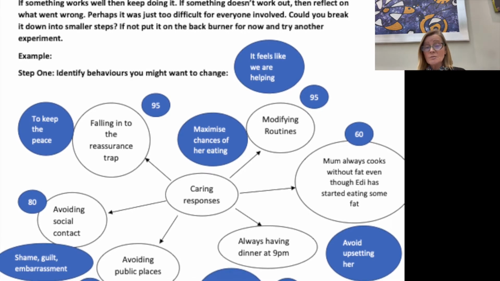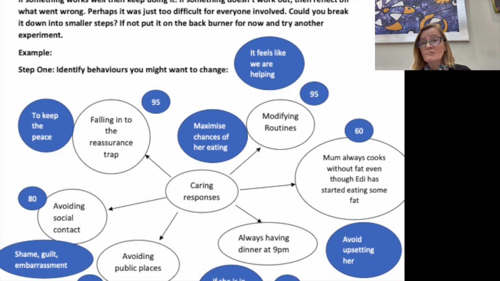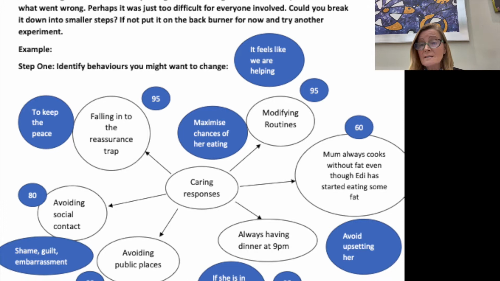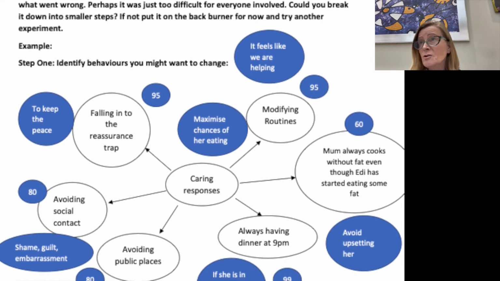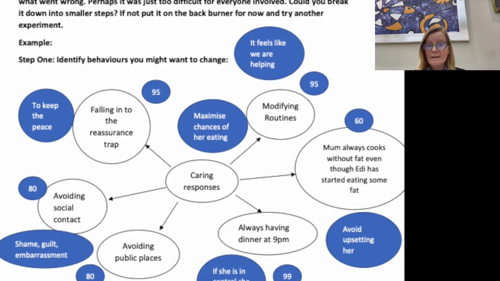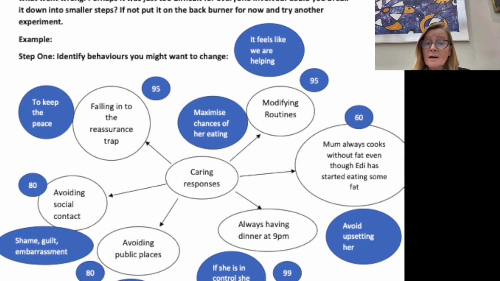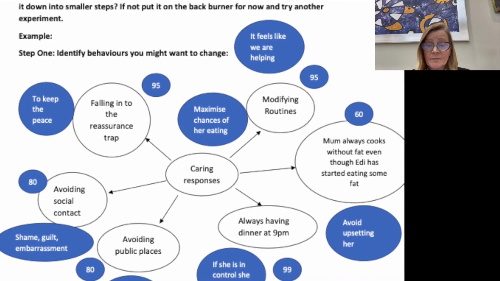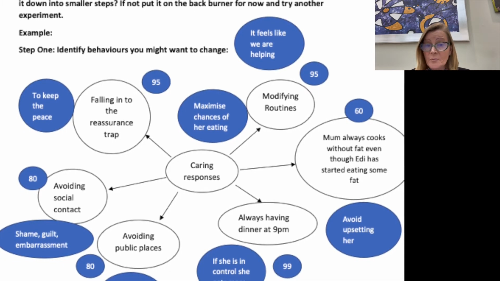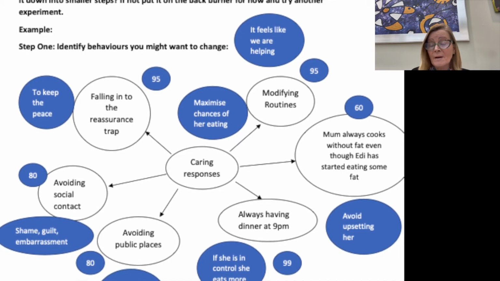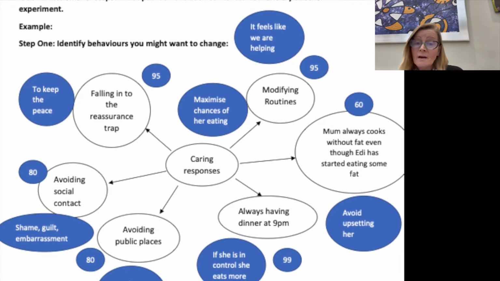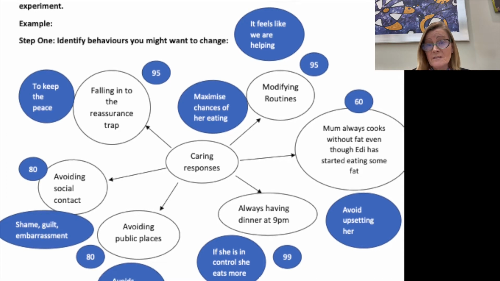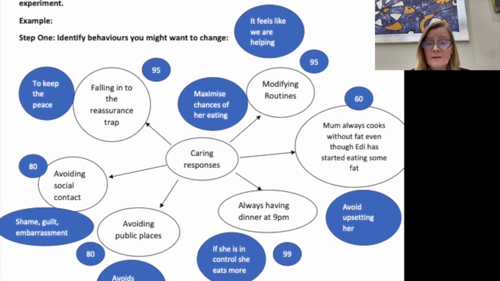Then we have all the issues around the eating disorder creates all this modifying of routines in the family. So it might be meal times, it might be who can watch TV, it might be who's in the bathroom when. In meal times, the positive intention might be, well, if we modify our routines, then it maximises our daughter's chance of eating, and it feels like we're helping. So again, that's going to be really difficult to change, right up there, 95%.